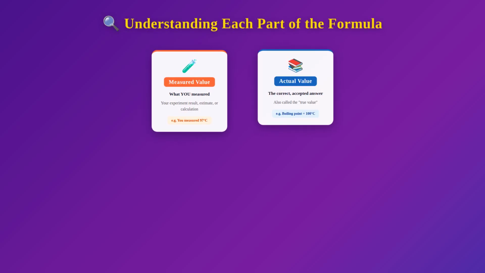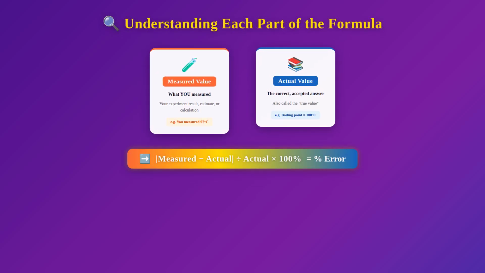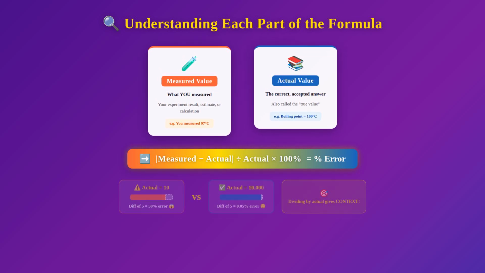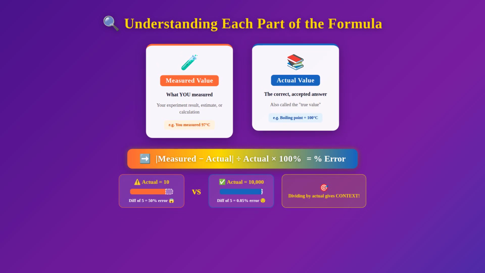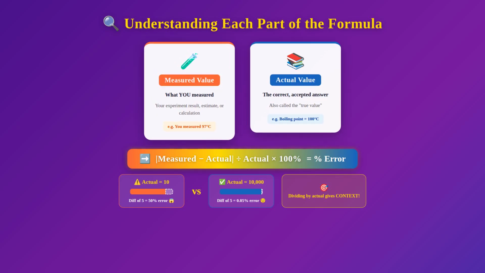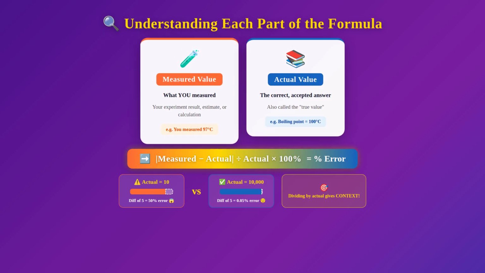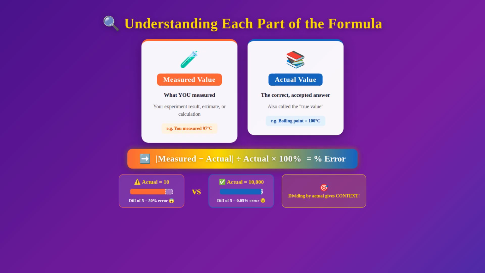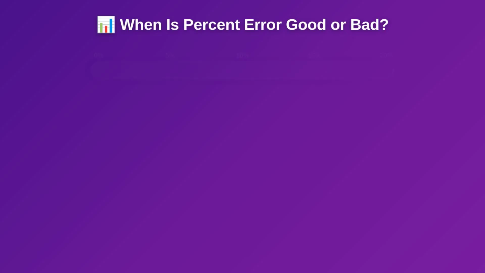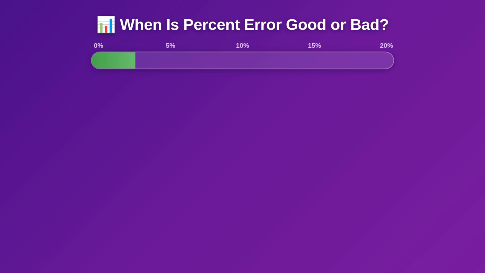Let's make sure we understand every piece. Your measured value is what you got, your experiment result, your estimate, your calculation. The actual value, also called the accepted value or true value, is the correct real answer. The difference between them is your error. By dividing by the actual value, we scale that error fairly. A difference of 5 degrees matters a lot if the actual value is 10, but barely at all if the actual value is 10,000. That's the beauty of percent error. It gives us context.